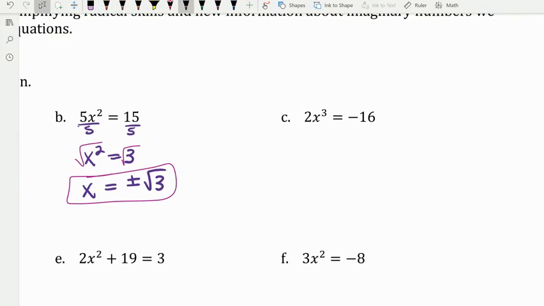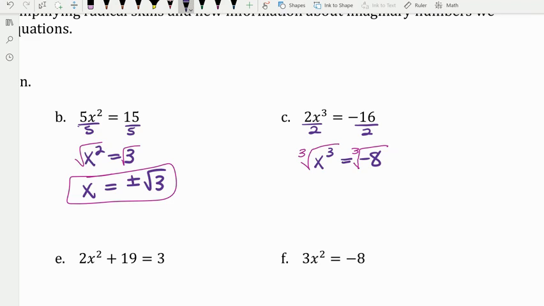Next one, same idea, right? Notice this time though, we've got a cube root instead of a square root, but we're going to start off the same way. So divide both sides by 2. We get x cubed equals negative 8. And then this time, since it's a cube and not a square, to undo cubing something, I need to take the cube root of both sides. So I'm not just doing the square root, I'm doing the cube root.